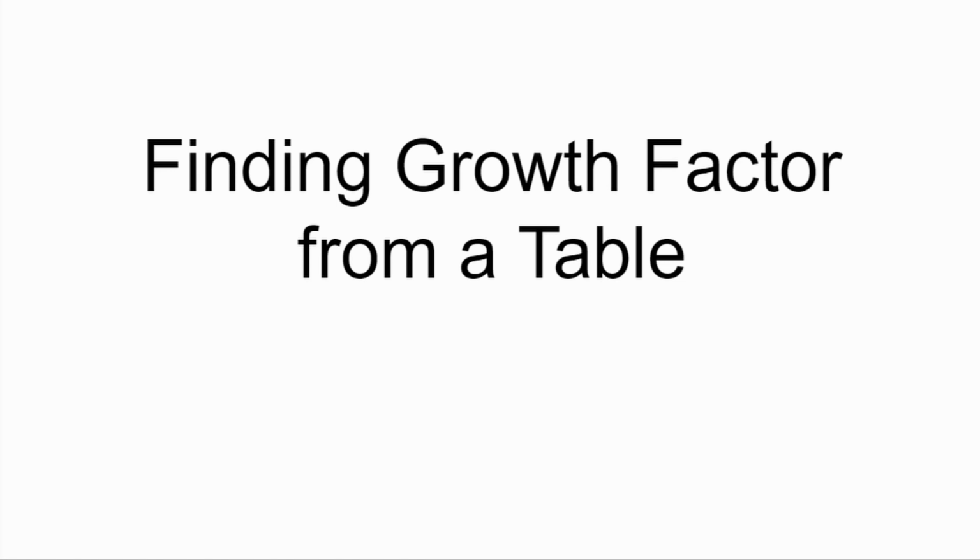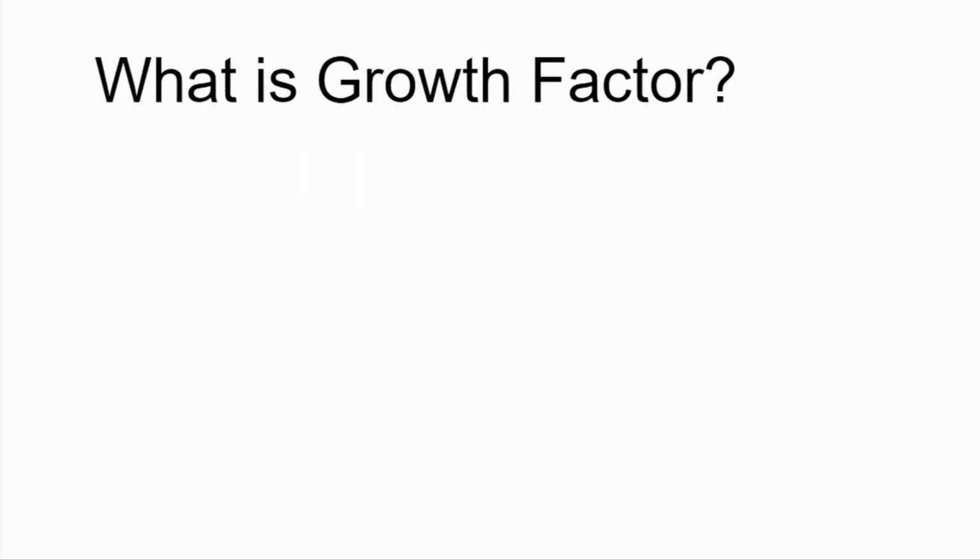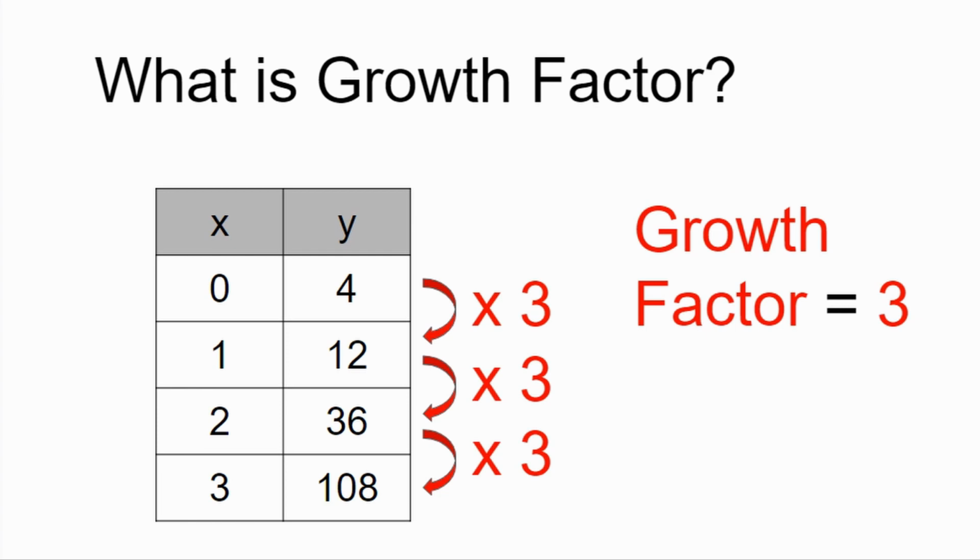Finding growth factor from a table. What is growth factor? For a table, the growth factor is the multiplicative pattern as we move down. In this example, notice that as we move down each row, we're multiplying each term by times 3. 4 times 3 is 12, 12 times 3 is 36, and 36 times 3 is 108. So for this table, the growth factor would be 3.